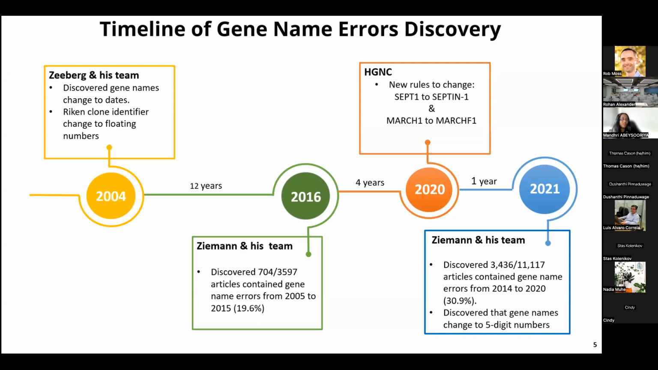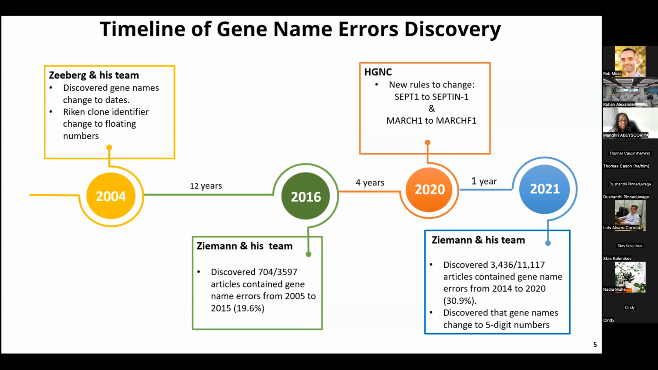Twelve years after this discovery, Ziemann and his team in 2016 did an extensive search where they discovered 19.6% gene name errors from 3,597 articles, which had been published from 2005 to 2015. In 2020, the HGNC, or HUGO Gene Nomenclature Committee, which is mainly responsible for assigning the standardized names for human genes, changed gene names for some genes, which include SEPT1 being changed to SEPTIN1 and MARCH1 being changed to MARCHF1.